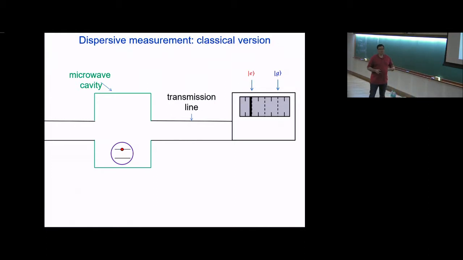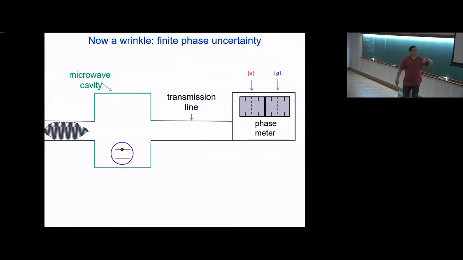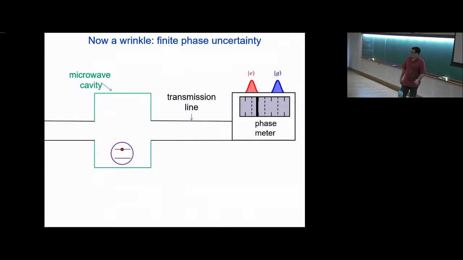The name of the game here, though, is that we're using these coherent pulses of light, and they have some properties that are really going to influence what actually occurs in this experiment. So let's make life a little more complicated. Let's say that the coherent pulse has some phase uncertainty in it, as our coherent state will eventually, but just still a classical case here. Then what happens is that we still get the dispersive shift, we still go into the phase meter, but now there's a distribution of potential outcomes. So this is more realistic looking already.